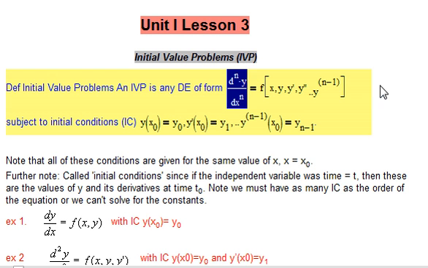So when you have an IVP of a DE and you want to find the constants, so then you can find a particular solution instead of the general solution, then you'll need as many IC as the order of the equation. So for an IVP, you need IC.